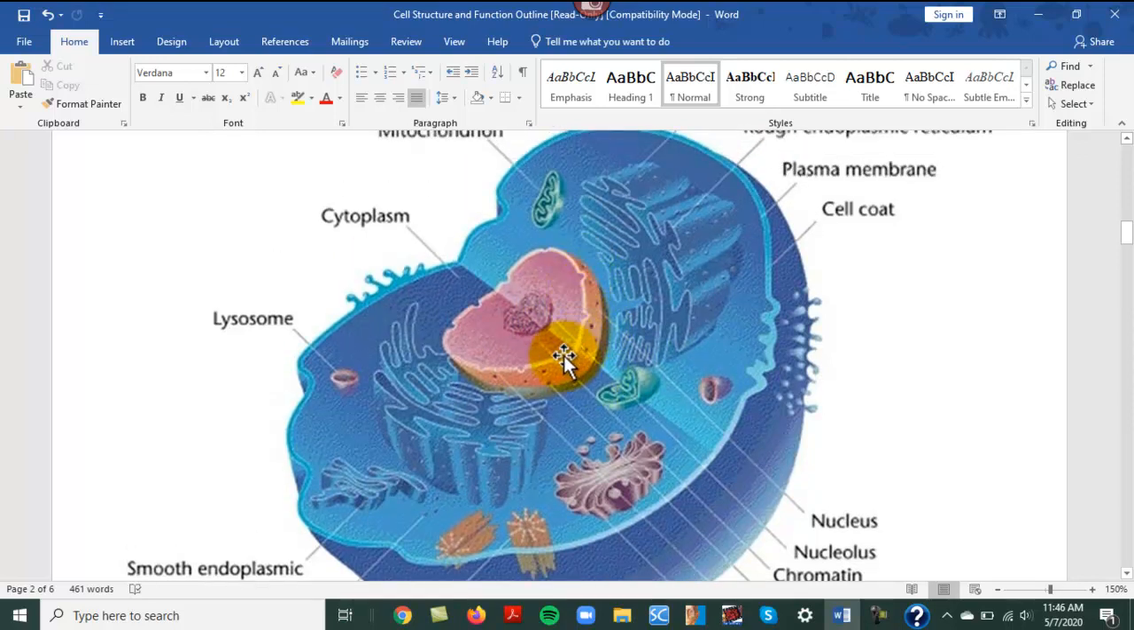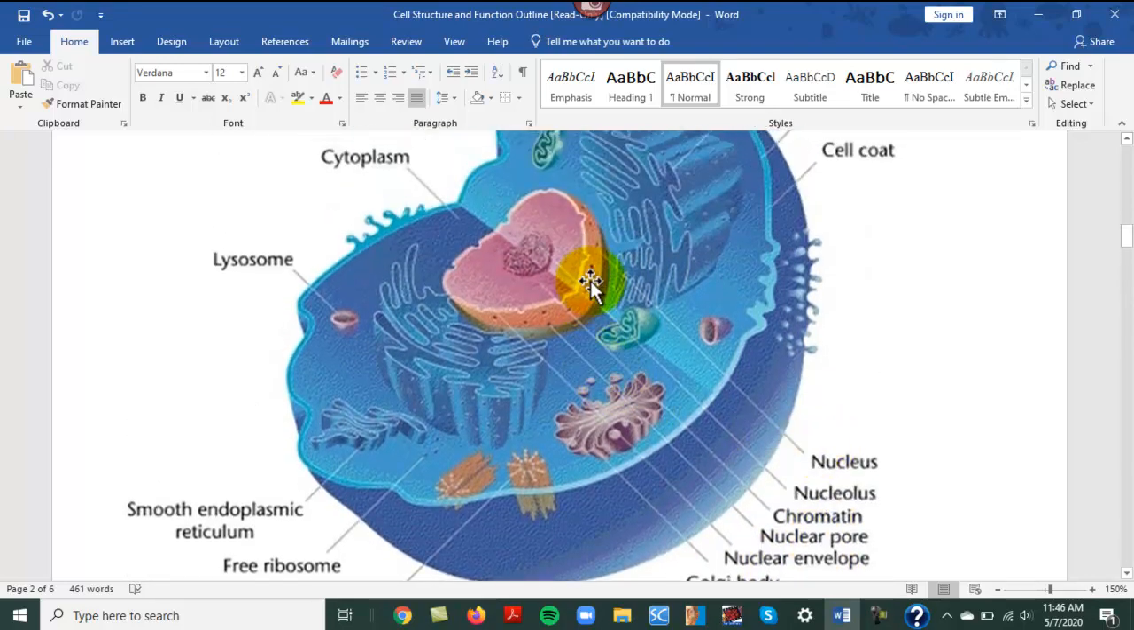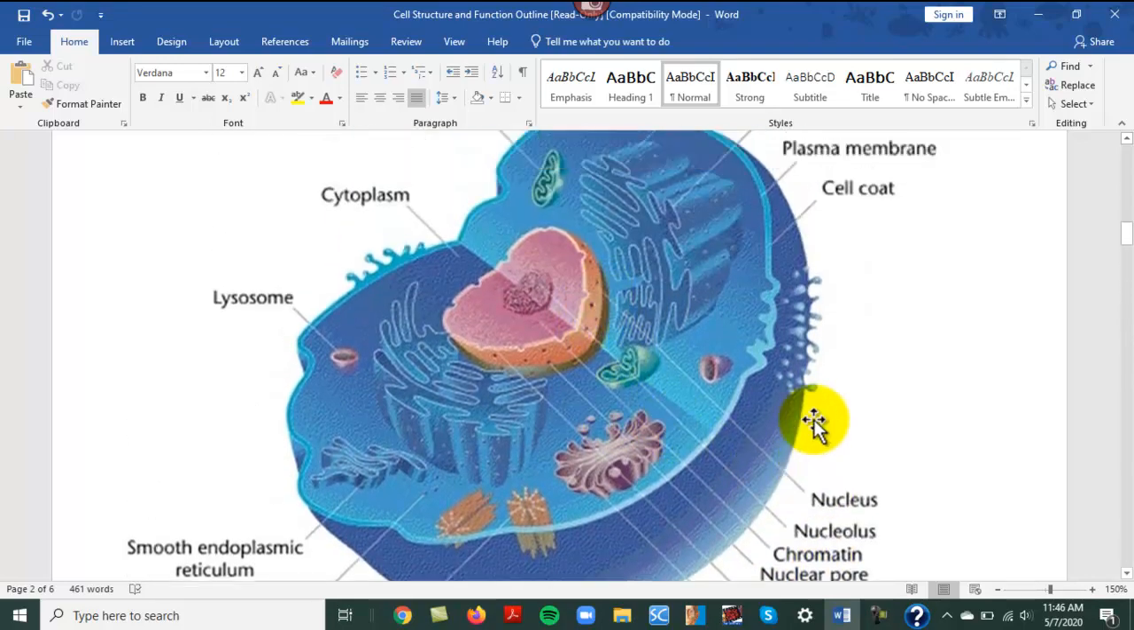That layer on the outside is called the nuclear envelope. It's a selectively permeable membrane. It holds the nucleus together. It allows certain things to leave the nucleus, excludes other things from getting inside. That's a nuclear envelope. And the pores would be the little openings you see right there.